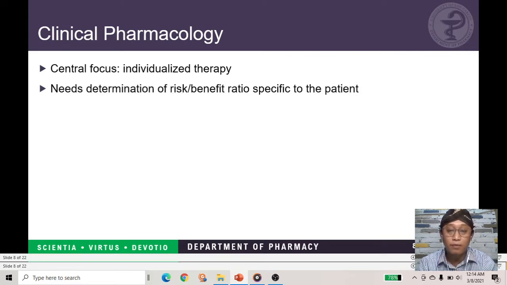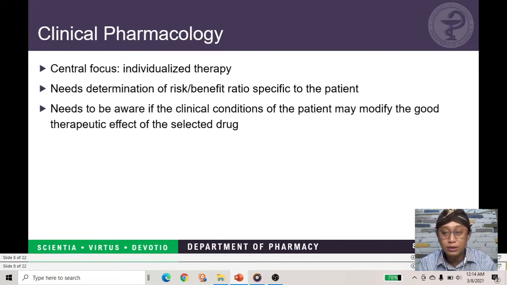And because of that, it needs a determination of risk or benefit ratio specific to the patient. So we understand that one patient and another patient have different needs. That's why in clinical pharmacology we can have studies that can answer the questions, and we also need to be aware if the clinical condition of the patient may modify the good therapeutic effect of the selected drugs.